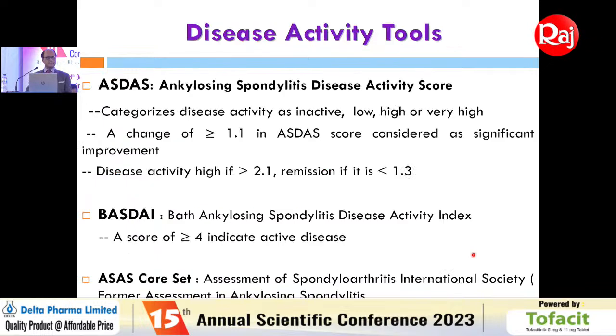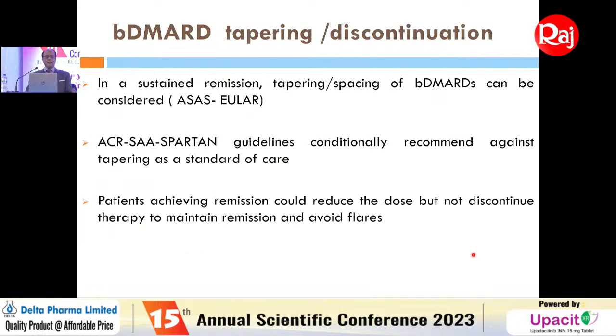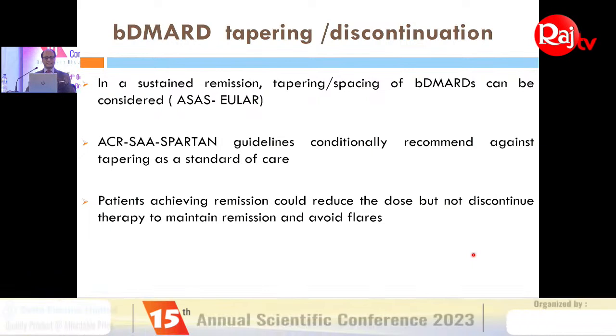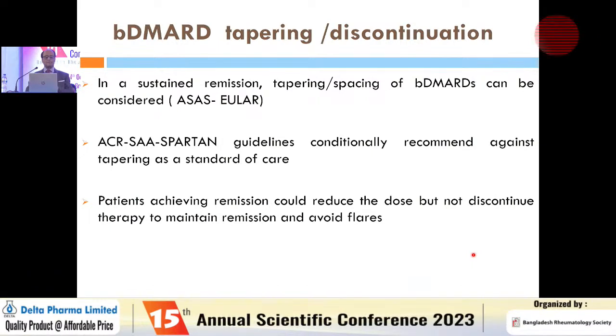And there are several disease activity tools, and I have told already that ASDAS CRP is very popular, familiar with us. Also we can use BASDAI, and there are ASAS CoreSet, and there are several others. And definitely tapering, spacing, discontinuation. Regarding tapering and spacing it is okay, but the large bodies are not yet recommending discontinuation or stoppage.